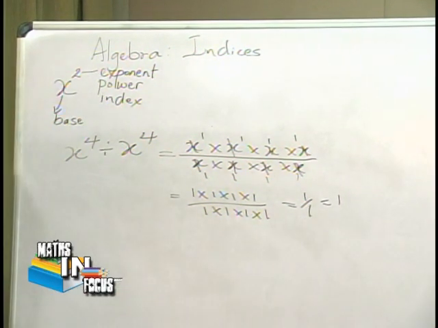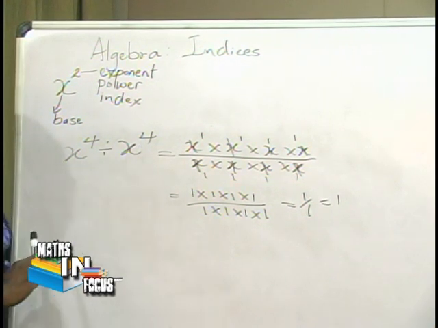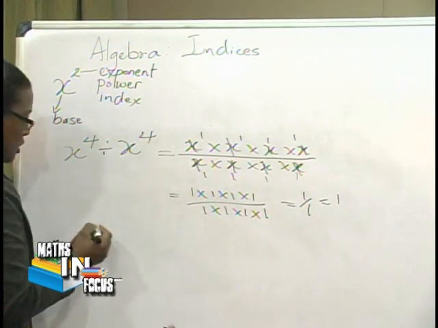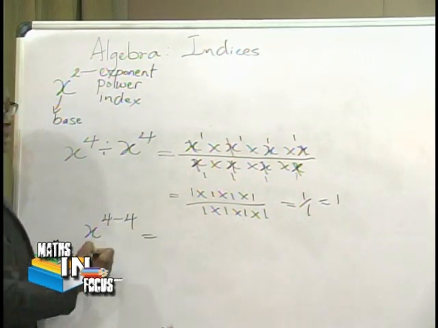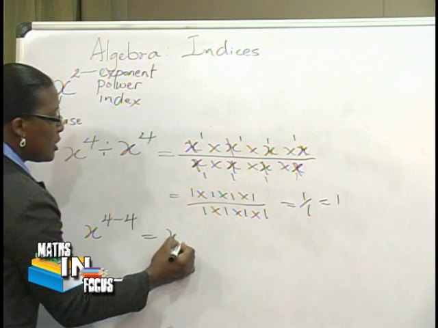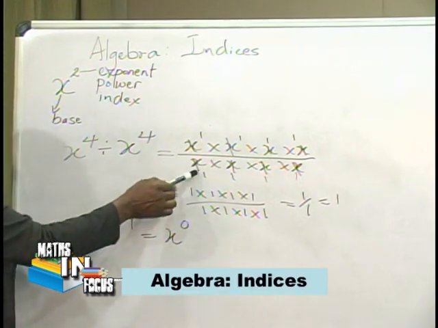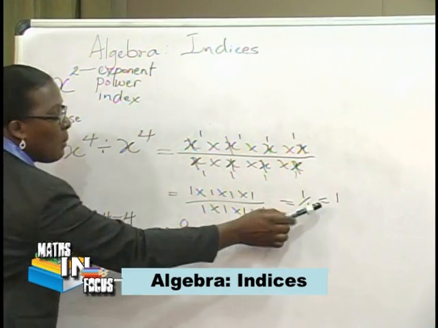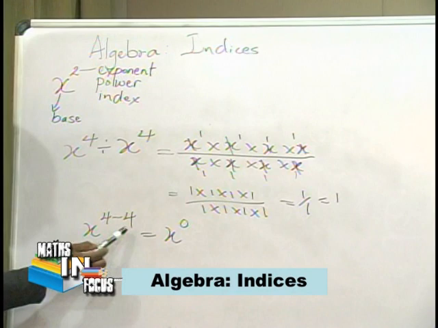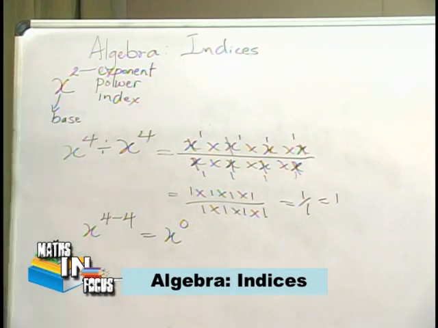But then we just learned that when the bases are the same and we're dividing, what do we do with the powers? Subtract. We subtract. So x to the 4 take 4 would give us what? X to the 0. X to the 0 power. Because it's the same thing we're working with, here, when we expanded it, we came up with 1. And when we did it using the law, here we came up with x to the 0.